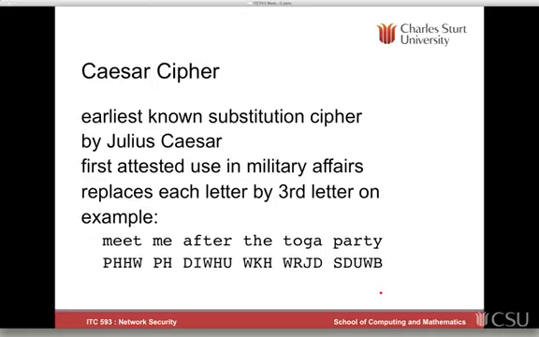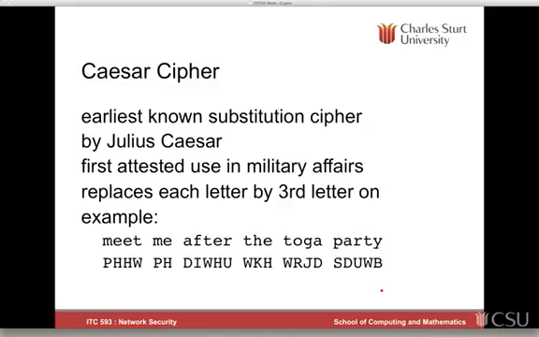The first one is the Caesar cipher. Sorry for my accent. The Caesar cipher is a substitution cipher. This technique forms the first of the fundamental building blocks. The core idea is to replace one basic unit, that means a letter or byte, with another.